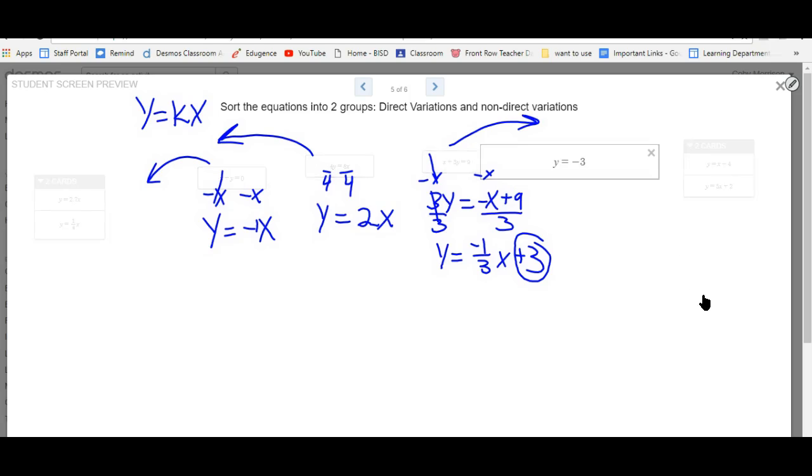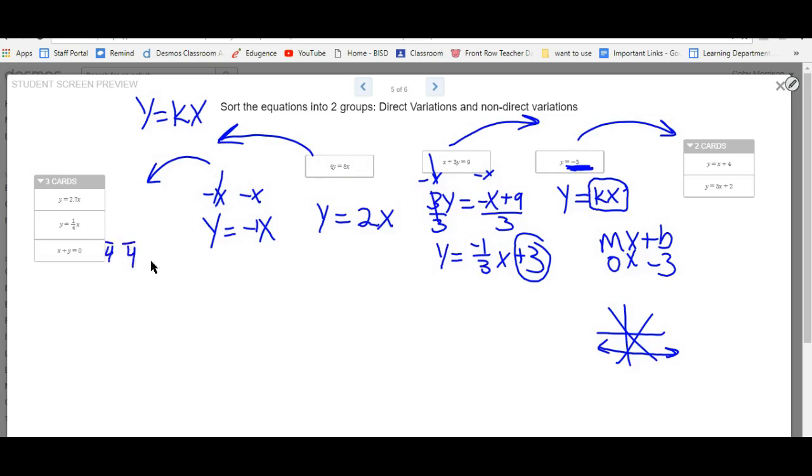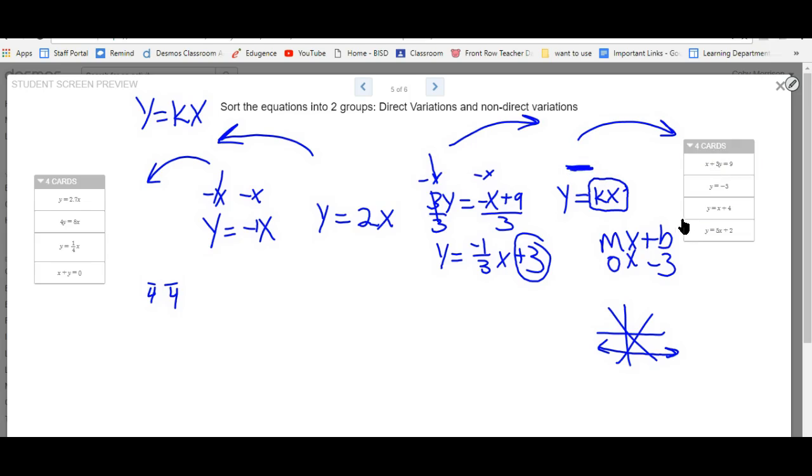y equals negative 3. This sort of looks like y equals kx, but in y equals kx, my k has to be paired up with an x. Here, I do not have an x, which means this negative 3 is actually, if we have mx plus b, the b part. So it would essentially be like 0x minus 3. That is a 0 slope, shifted down 3. That is not a direct variation, so that's going to go over here. So here we have this one. These two are not direct variations.